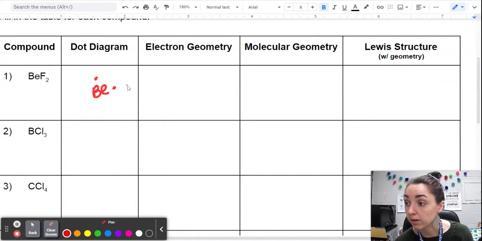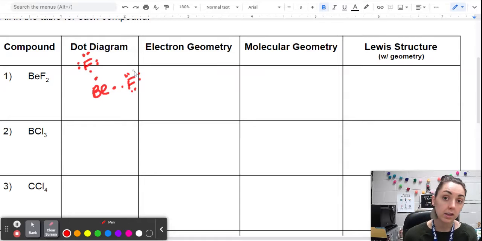And then I've got 2 fluorines. I'm going to go ahead and stick my fluorines right above those 2 electrons that beryllium has, because I know that's where it's going to bond. So fluorine has 7 valence electrons. It's in group 17. So 1, 2, 3, 4, 5, 6, 7. 1, 2, 3, 4, 5, 6, 7.